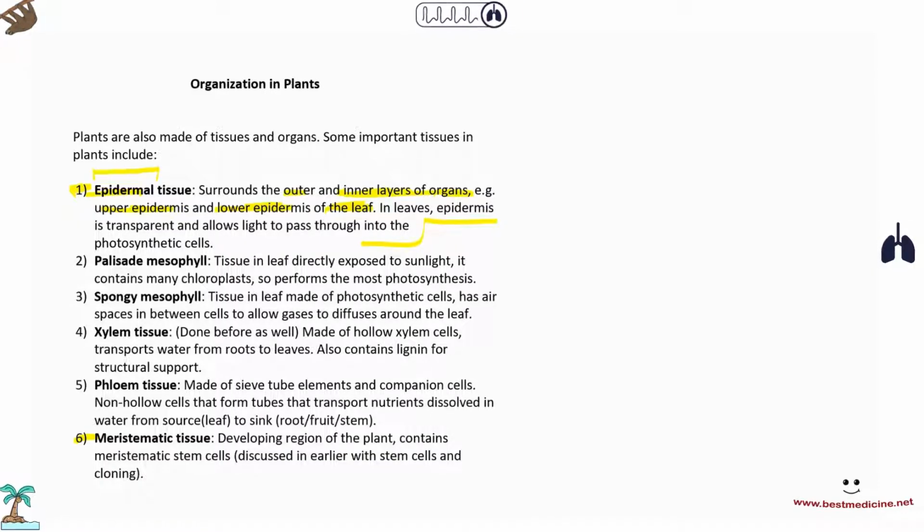Then number 6, meristematic tissue. I think you should be well aware of this by now because when we were doing cloning of plants, we talked about this, and also differentiation of plants. The developing region of the plant contains stem cells that are able to form any kind of cell in the plant. We can use them for cloning using meristematic stem cell tissue culture. Numbers 2, 3, 4, and 5 we're going to do after we finish the leaf diagram.